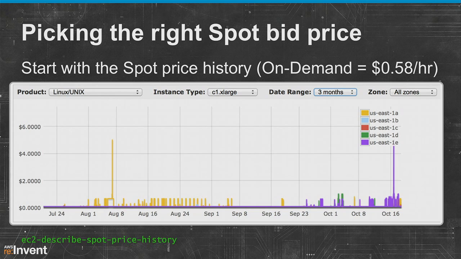Now, the graph is nice and all, but when you do more than just a little bit of analysis, you'll probably want to download all the data. You'll see an API call down in the bottom there. That will get you the actual data in raw form where you can do some more sophisticated analysis.